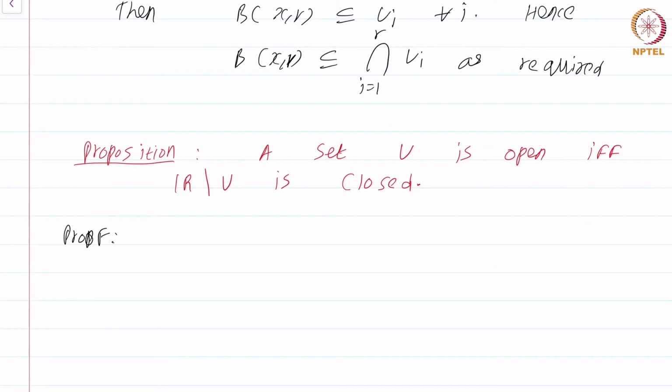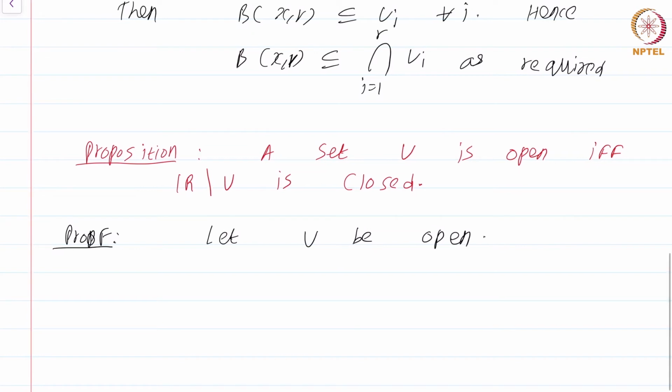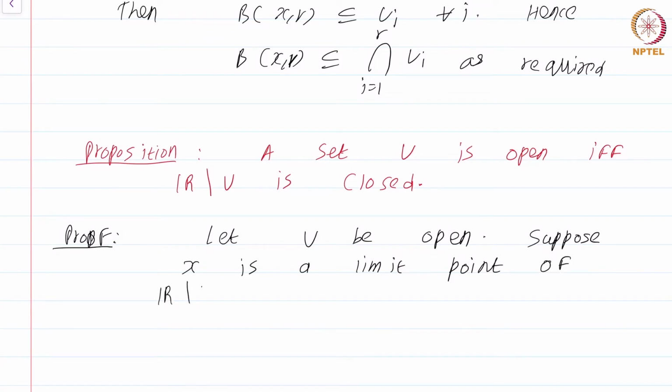Proof. Let U be open. Suppose X is a limit point of R minus U. We will show that X cannot be an element of U.